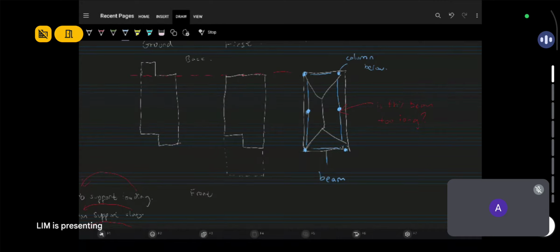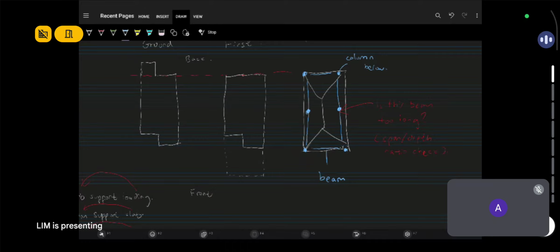This comes down to a bit of experience as well. So is this beam too long? The way we decide, for beams and slabs, is we can do something called a span depth ratio check. It's a very quick check that you can use to decide whether your beam and slab is too long or not. Next week, I will teach you how to do this.